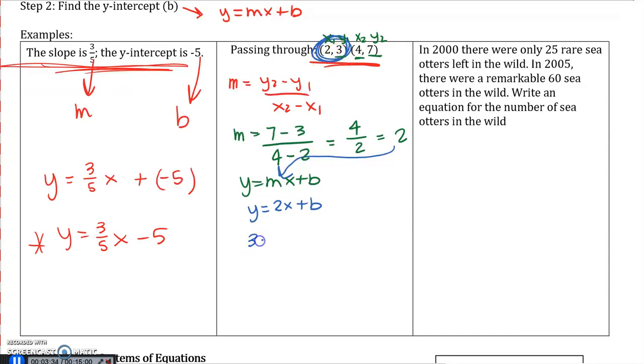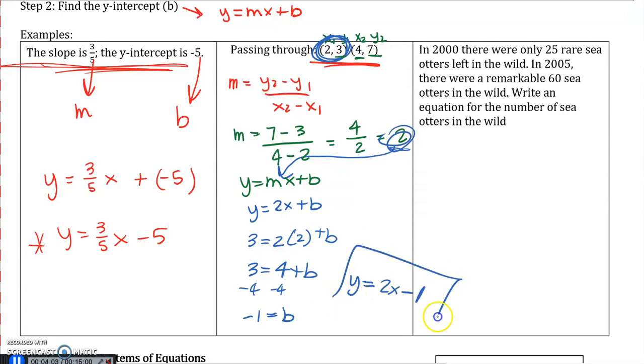So I'm going to plug in 3 for y, 2 for my slope, and then 2 for my x value of my point. Two times 2 is 4. I will subtract 4 from both sides. So 3 minus 4 is -1. And now I have all the info to write my equation of my line. Y equals 2x minus 1.